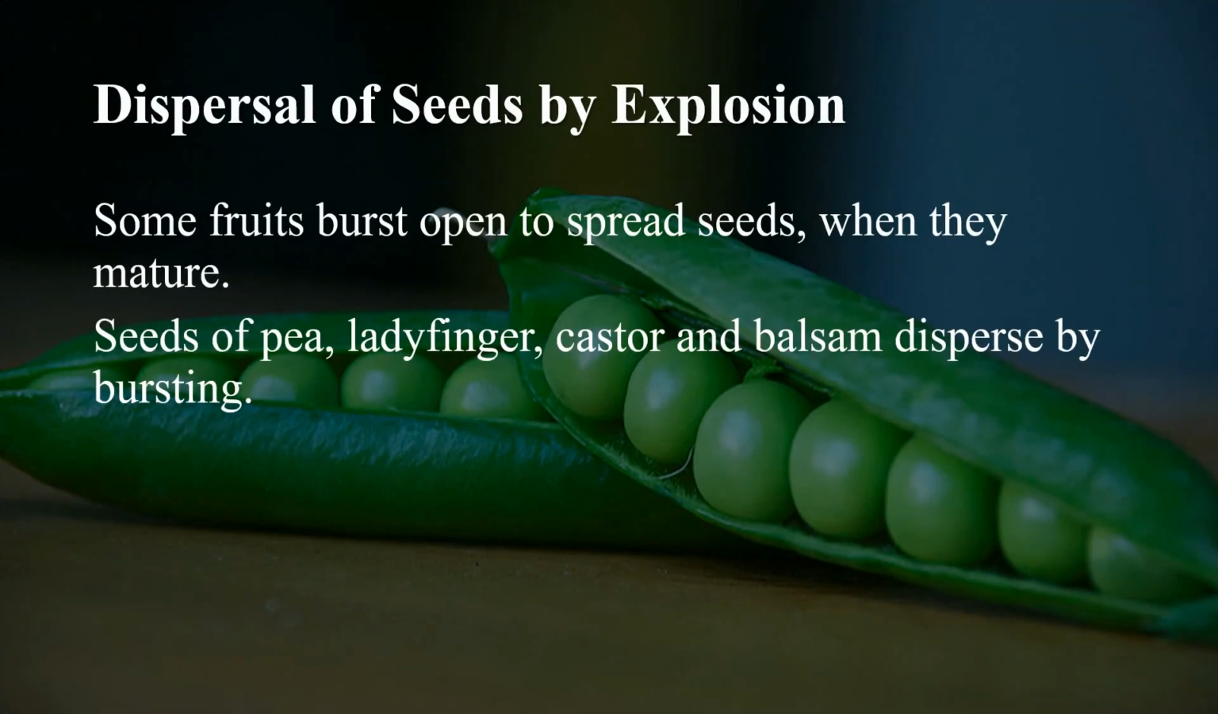And the last type of seed dispersal is dispersal by explosion. Some fruits burst open when they get mature. The force of bursting is enough to spread the seeds into different directions. Seeds of pea, ladyfinger, castor and balsam disperse by bursting.